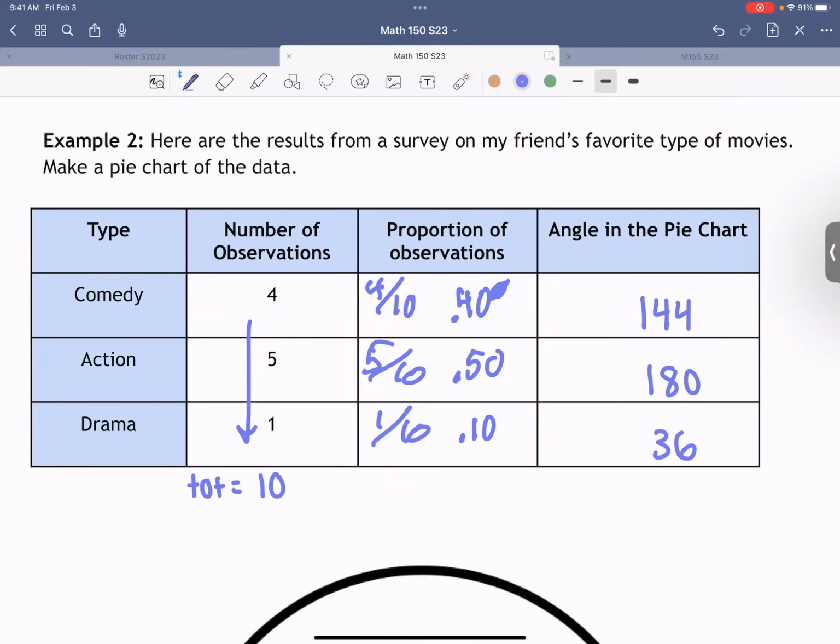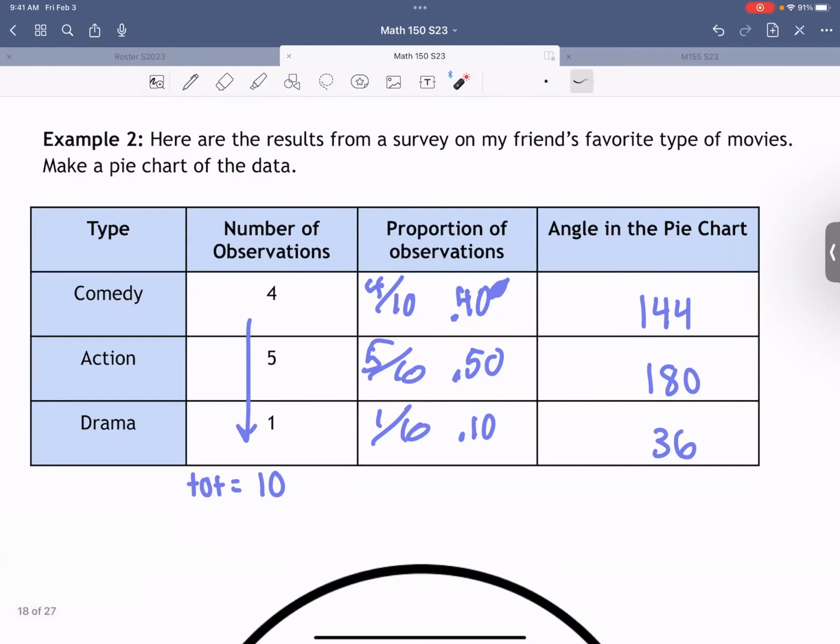Did we do the same sort of thing with the angle? We didn't do the angles yet. Oh, okay. All right. And Gabrielle, do you want to explain how you got the angles? Yeah, I did the proportion of observation. Perfect, right? So you just took these, multiplied them by 360, and we got these three numbers here. All right. Any questions on example 2?